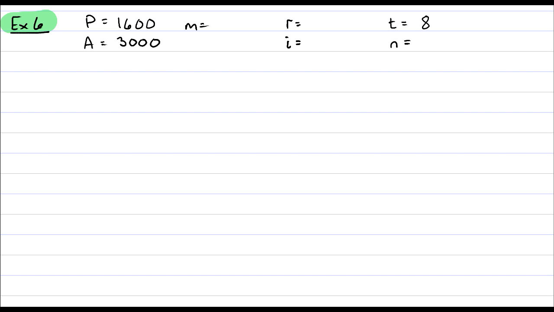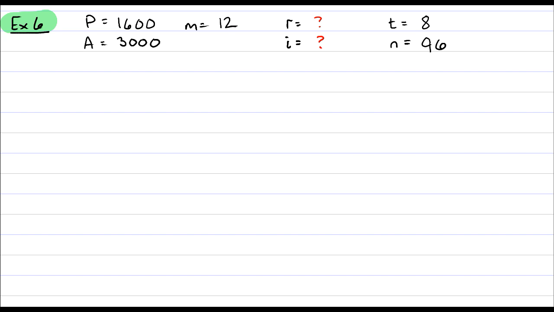And we need to find the annual interest rate, assuming that interest is compounded monthly. So our M would be 12. Over the course of 8 years, you have 96 months, or in other words, 8 times 12. So N is 96. We do not know anything about the interest rate. In fact, that's what we are being asked to solve for in this problem.